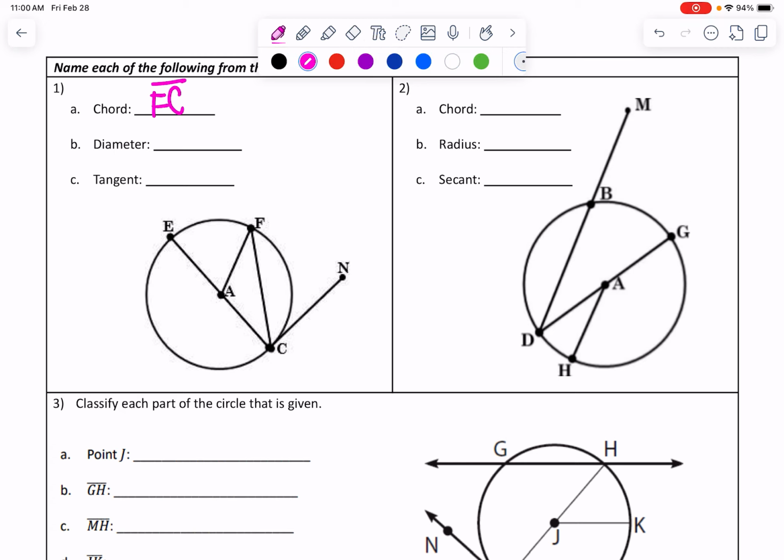Next one is going to be a diameter. So a diameter has to go through the center, and it has to go through both endpoints, so it would go all the way across. We only use 2 letters for diameter, so that would be, we want to go through A, so it would be from E to C, that line segment. And then for a tangent, that last one would be outside the circle, so the only one outside the circle is right here, okay, and it only touches once at point C, which is a tangent line. So that would be line segment NC.